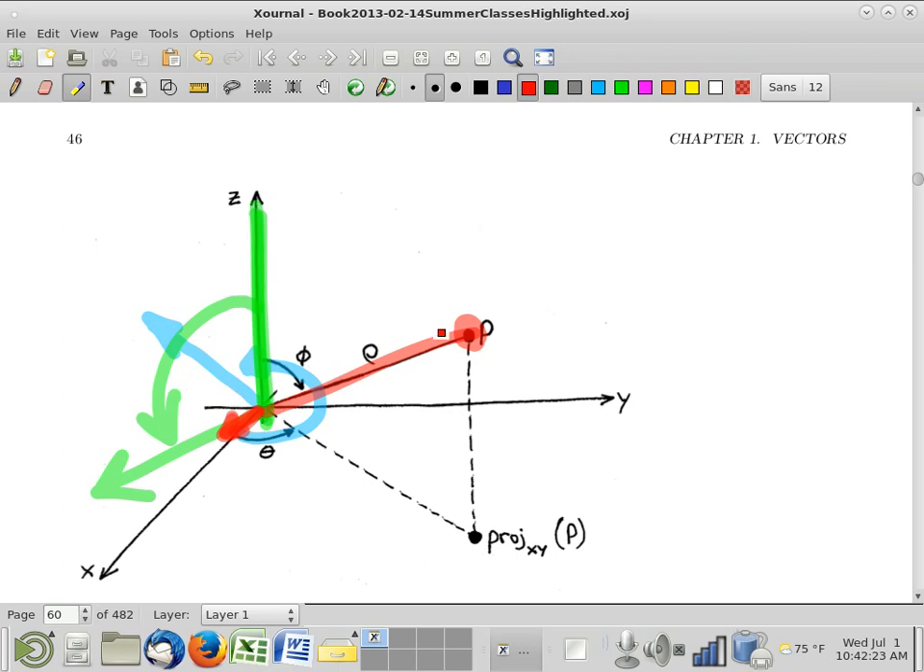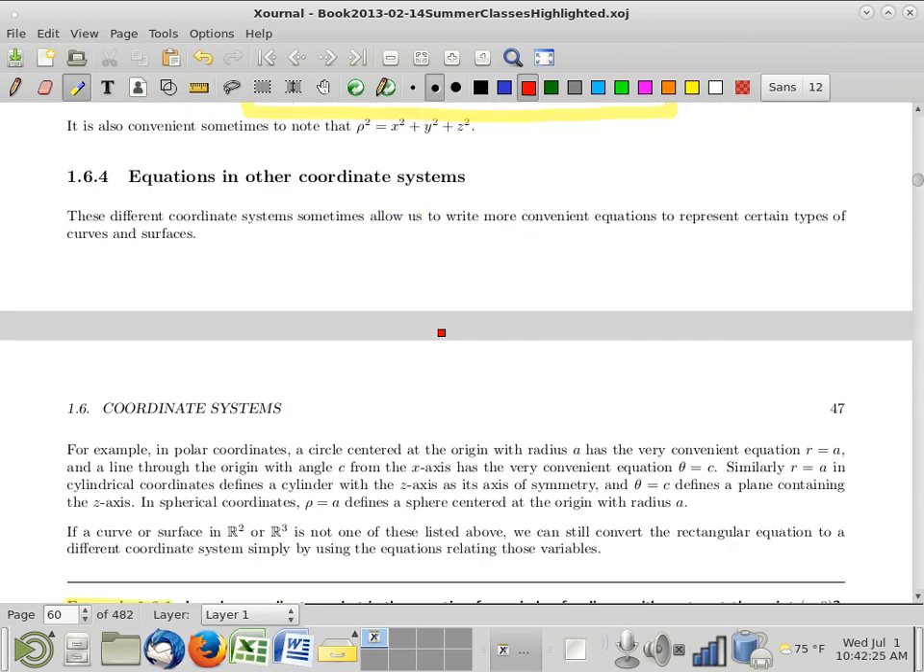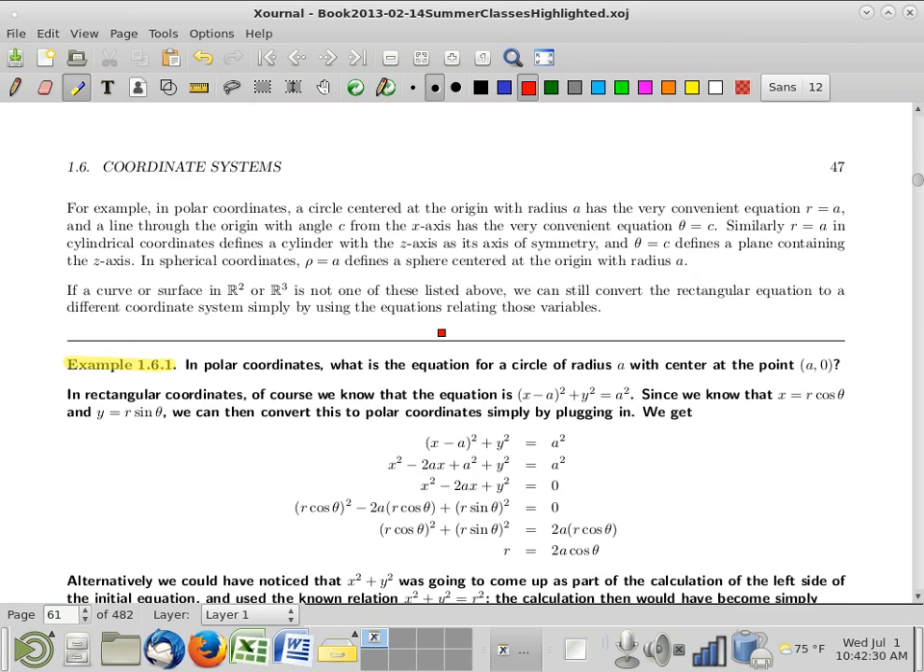Okay. One last thing, and then we'll call it a day. Let's talk about how equations work. For example, suppose I want to have a polar coordinates equation for a circle. Well, obviously, sometimes this works out nicely if it's a circle centered at the origin. R equals A, super convenient. Right? But what if it's not centered at the origin?